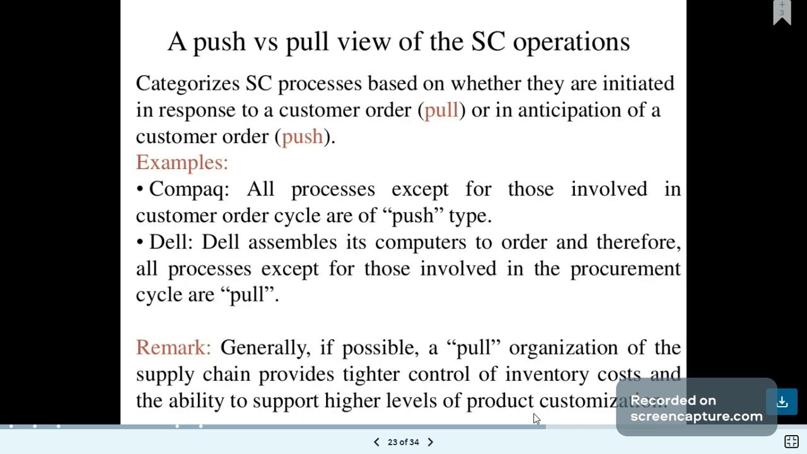Okay, example: at Compaq, all processes except those involved in the customer order cycle are of push type. Dell assembles its computers to order, and therefore all the processes except for those involved in the procurement cycle are pull. Remark: generally, a pull organization of the supply chain provides better control of inventory cost and the ability to support a higher level of product customization.